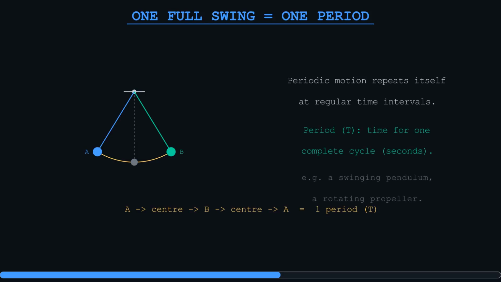Periodic motion is any motion that repeats itself at regular time intervals, such as a swinging pendulum or a rotating propeller. The period, T, is the time taken to complete one full cycle. For a pendulum, that means swinging all the way from A through the center to B and all the way back to A again.